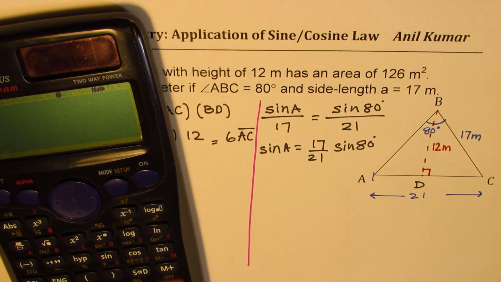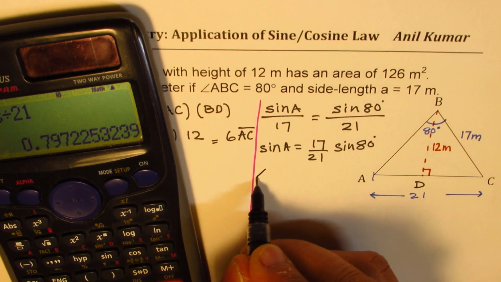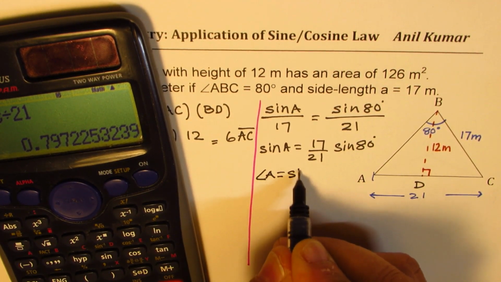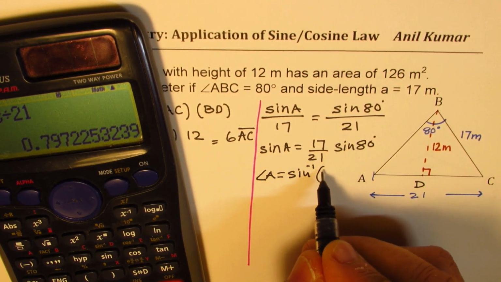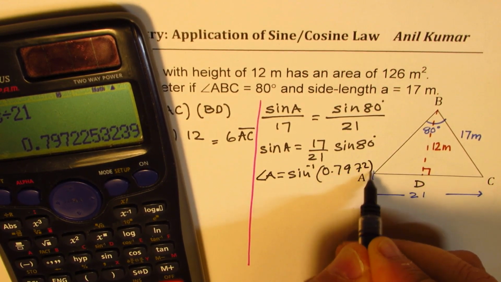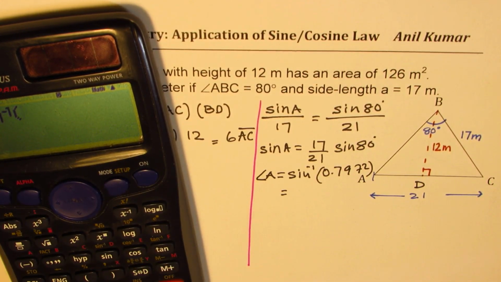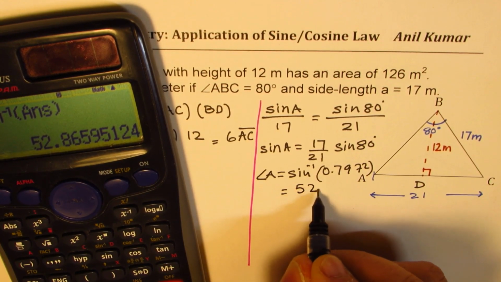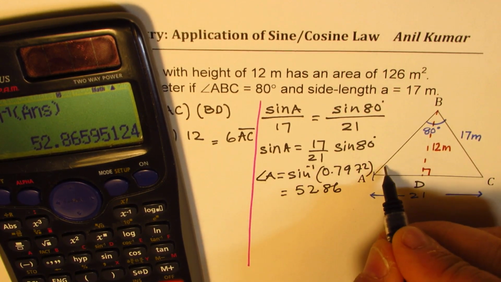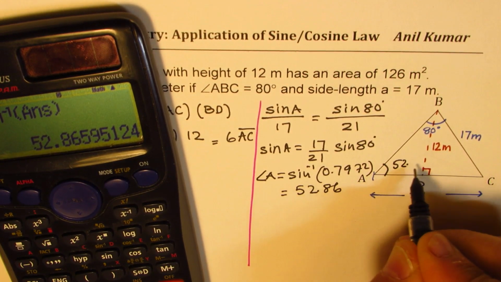So we have 17 times sine of 80. We'll divide this by 21. So we can say that angle A is equal to sine inverse of this value, which is 0.7972. So let's do sine inverse of our answer. That gives you the angle as 52.86. So let's call this 52.86.